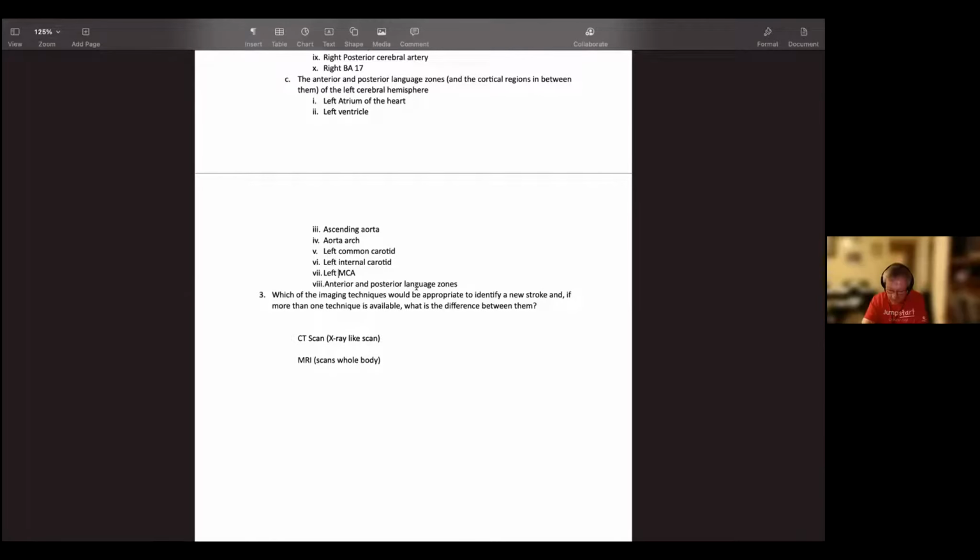What about the other part that says in the medial cortical regions of the left cerebral hemisphere? Wouldn't that be kind of like another part of the question, that you have to go a different route to get there? I'm looking at the question. Yeah, because it has anterior and posterior language zones, and then you have medial cortical regions of the left cerebral hemisphere, which is covered by two different areas. I mean, you could just put an area in between.